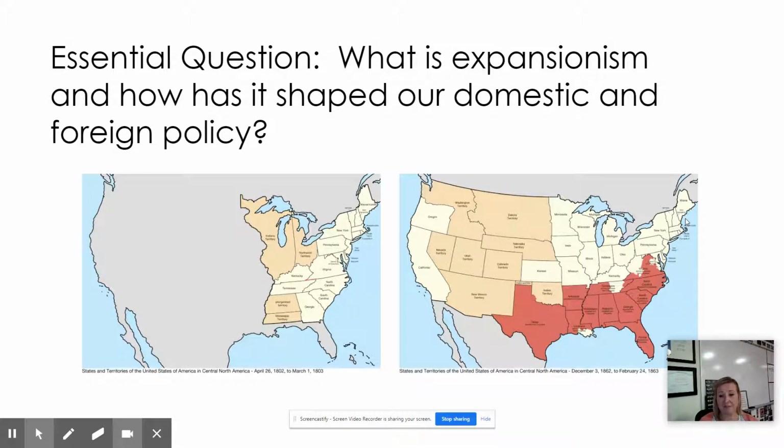So I've posted here some maps to even give you a sense of how the country has changed between the time of 1803 and 1863. And I think that visual is hopefully going to help you frame how we think about this topic.